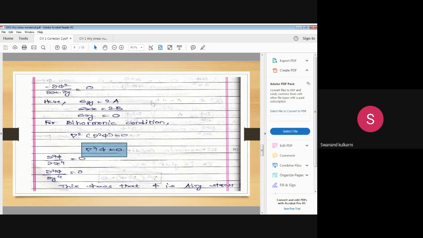So with this, today we will stop. Anybody, any doubt with this?